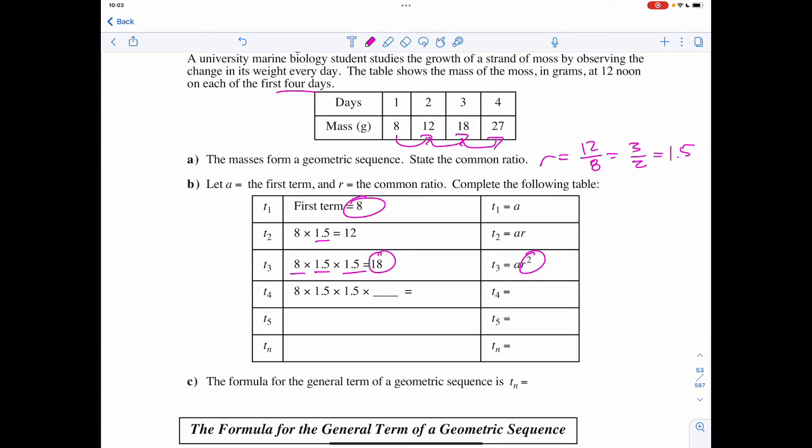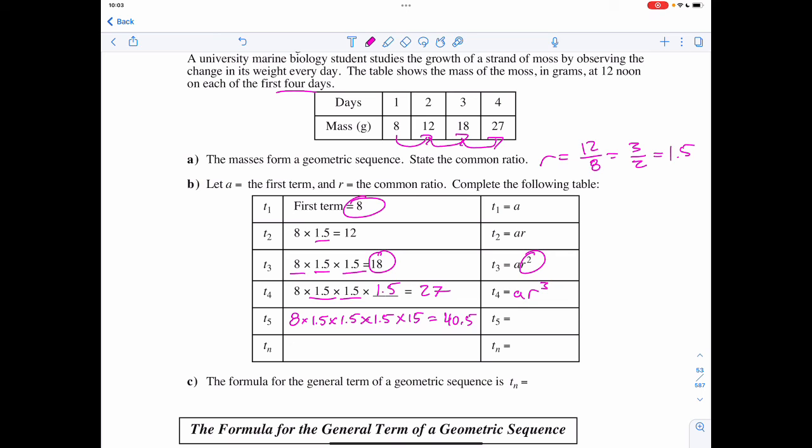To get to term 4, I took the first term, multiplied it by 1.5 to get to term 2, and then again to term 3, and then once more to get to term 4 of 27, which means that I'm going to take my first term and multiply it by the common ratio 3 times. To get to term 5, I would take that 8 and multiply it by 1.5 4 times to get to the fifth term. And my fifth term in this case is going to give me 40.5.